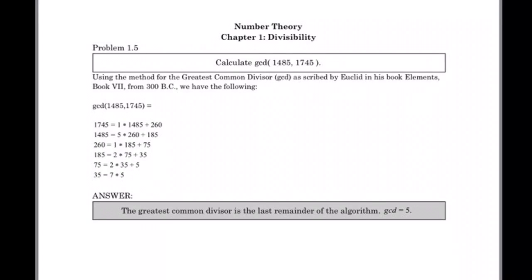Therefore, the greatest common divisor is the last nonzero remainder of this process, which is in the second to last line, so the greatest common divisor is 5.